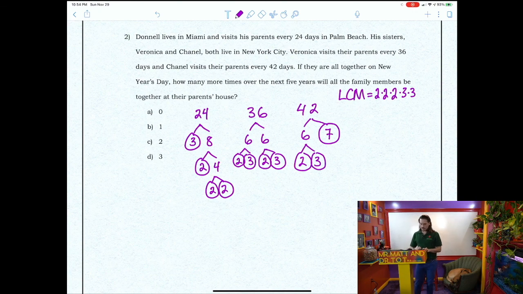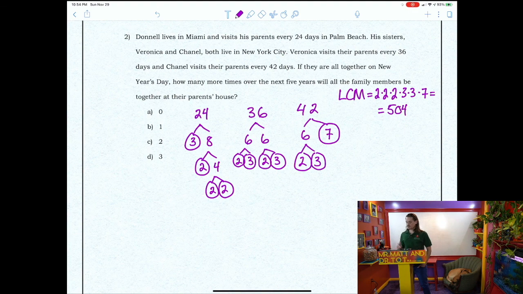Taking the product of all of these values, I'm going to get 504. So every 504 days, and only every 504 days, do all of these family members visit at the same time.